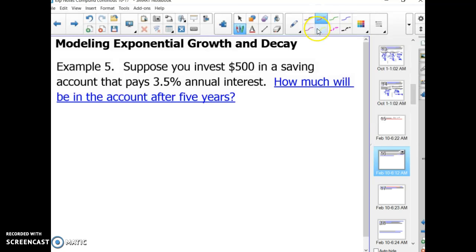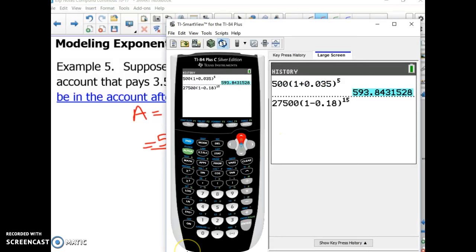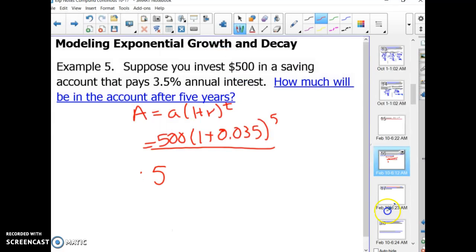So I'm just plugging it into this equation. A is equal to my initial amount, 1 plus r, to the t. I start off with $500, 1 plus 3.5%, so I convert it to 0.035, and then to 5 years right there. So when I go to the calculator and plug and chug that, I have already plugged in right here for us 500, and so I get $593.84. So that's how much it is. $593.84 is how much they will have after 5 years.